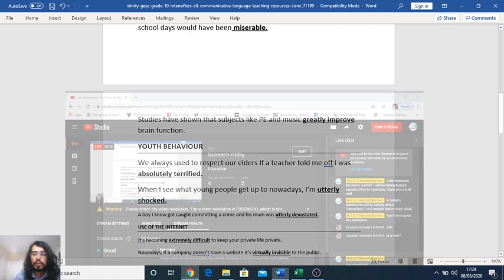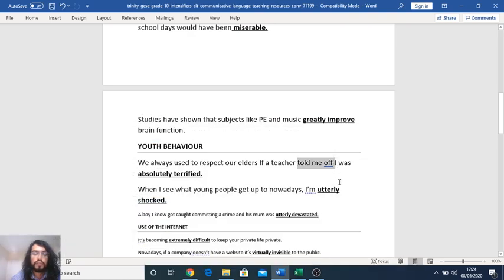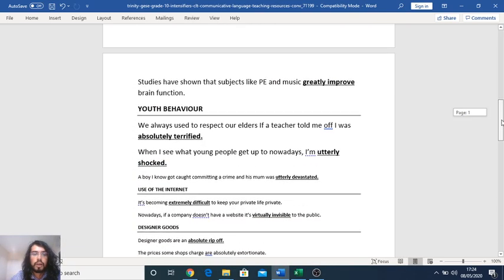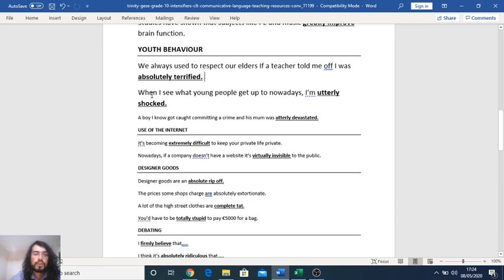Hopefully that clarifies "told me off" in that sentence. Okay, so next sentence. When I see what young people get up to nowadays, I'm utterly shocked.